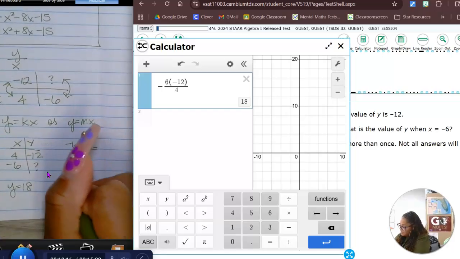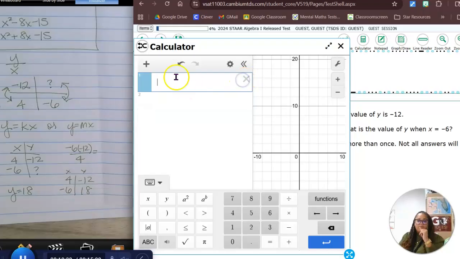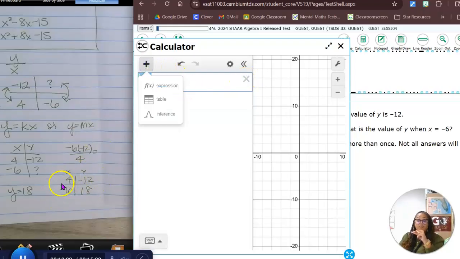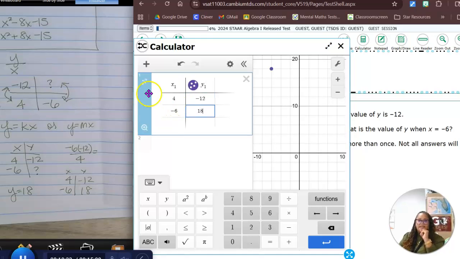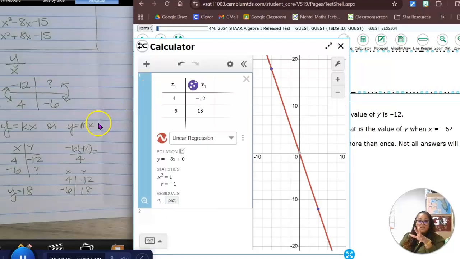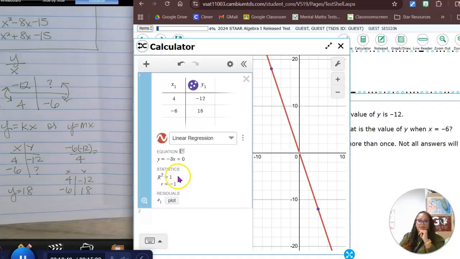I can put this in Desmos, x, y, and figure out what my equation will be. So I need to take these as 2 points now. Make a table. 4, -12, -6, 18. Then I hit the regression button. It's linear. Does it show me that it's linear? Oh, direct variation is linear. And then this is my equation, y equals -3x.